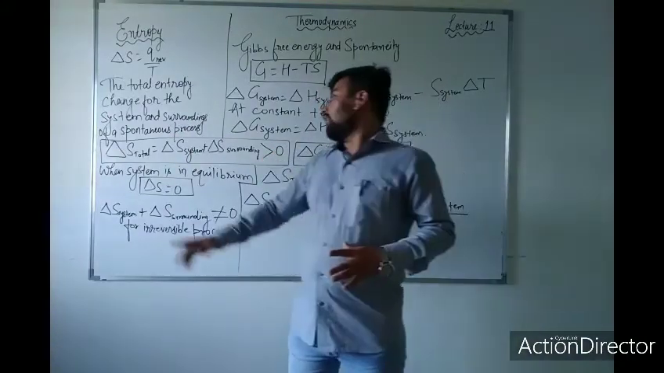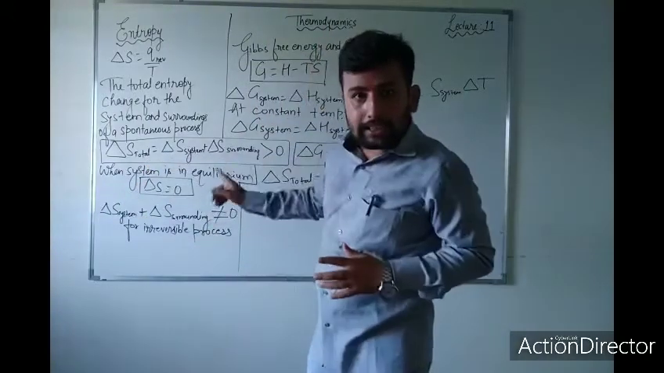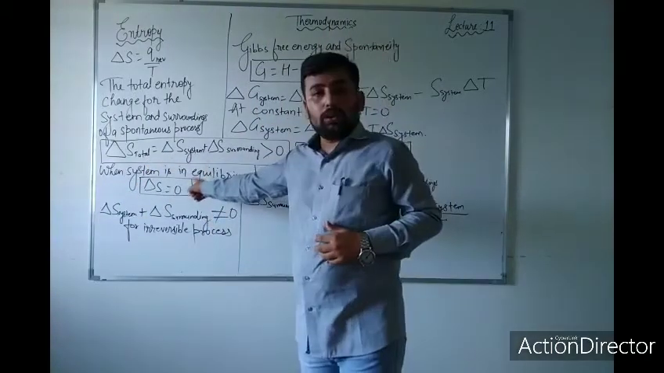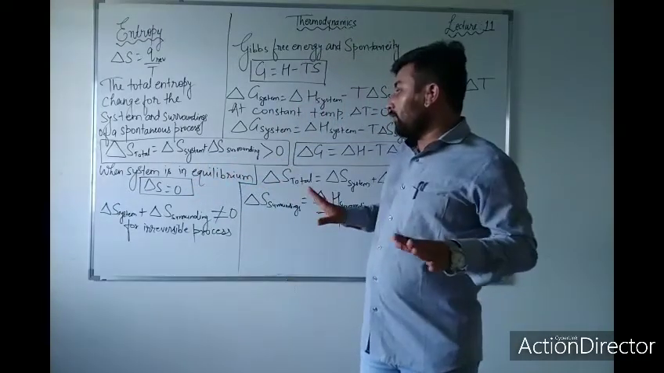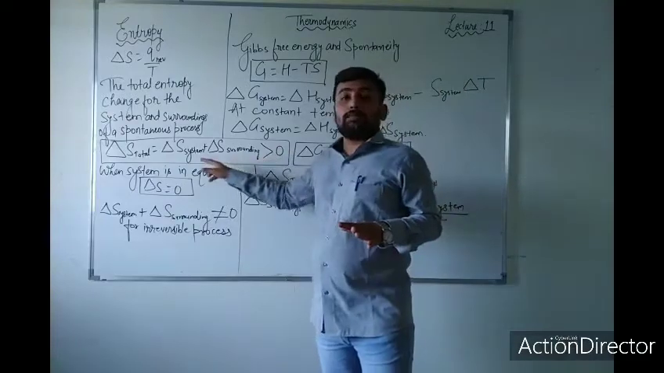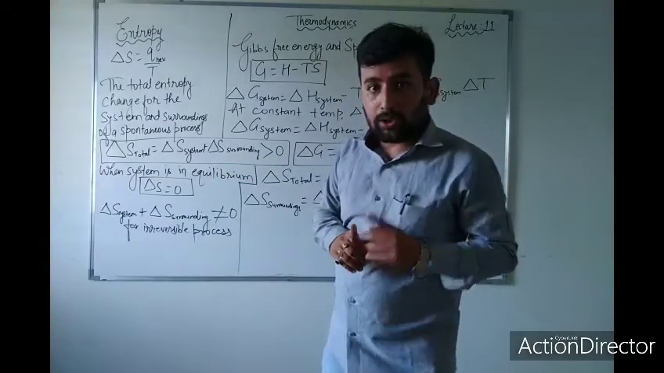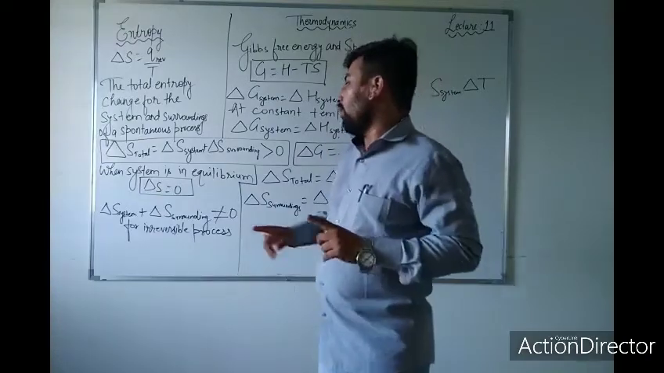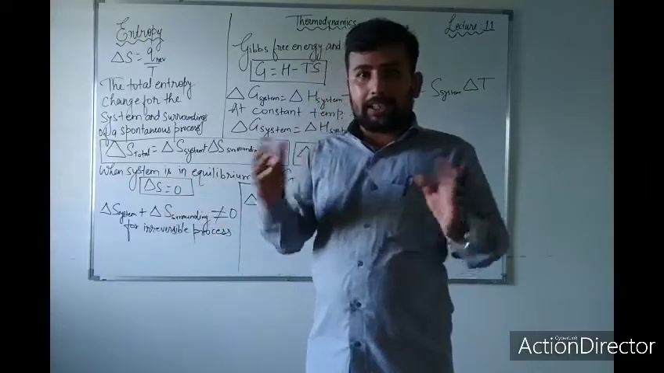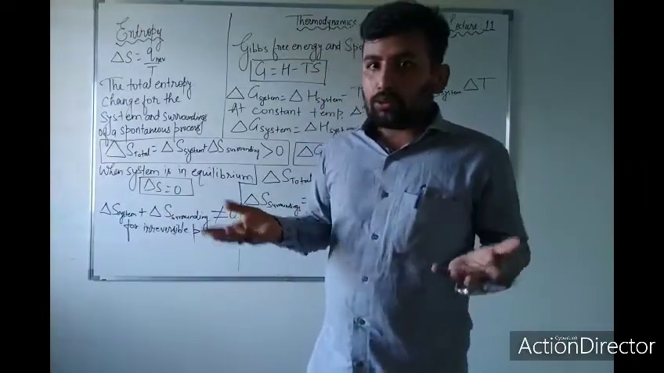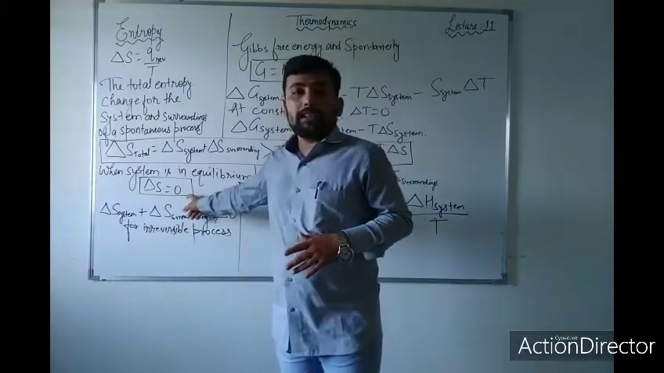So here the change in entropy, that is delta S, means the total change in entropy is equal to the entropy of the system and the entropy of the surrounding, right? So here this value must be greater than 0. When the system is in equilibrium, you know very well, there will be no change in entropy. So that's why here the delta S value will be 0.